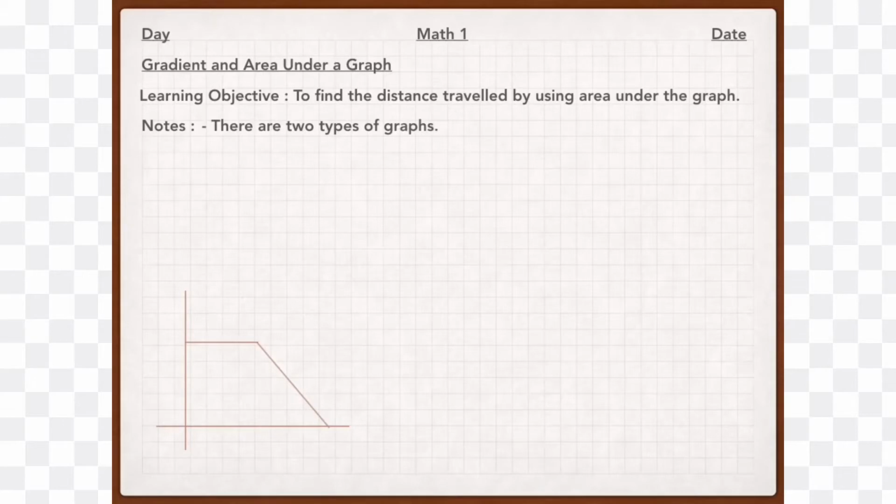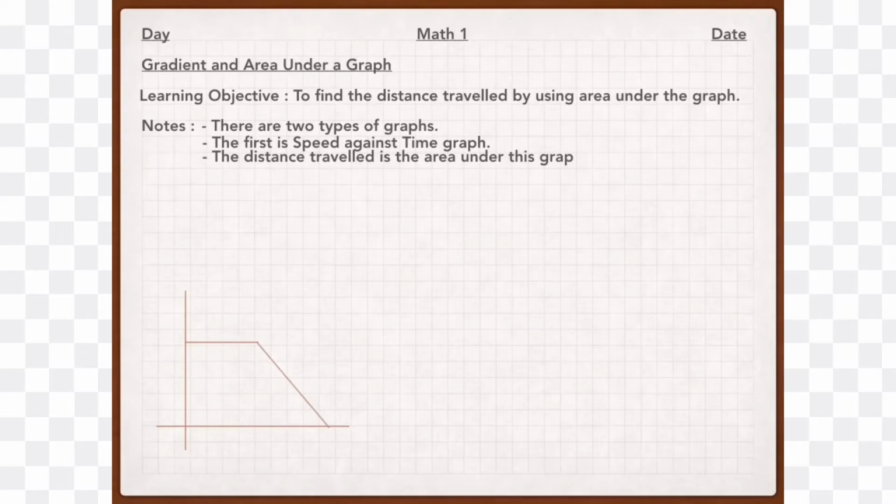There are two types of graphs. The first one is the speed against time graph, and the second one is the distance against time graph. But for today's lesson, we just focus on the first type, which is the speed against time graph. In this graph, the distance traveled is equivalent to the area under the graph.